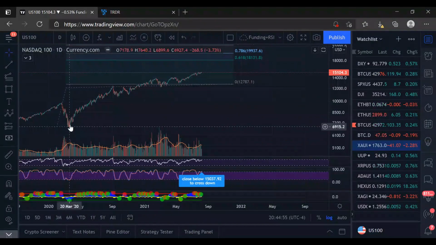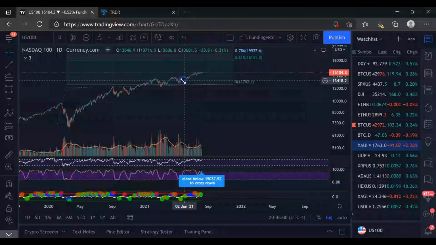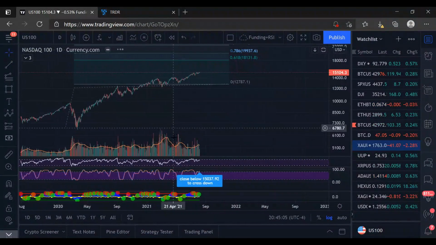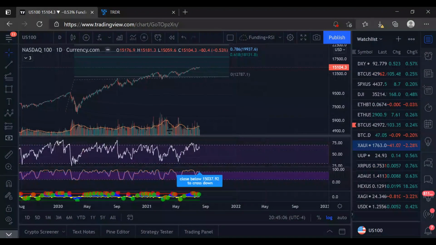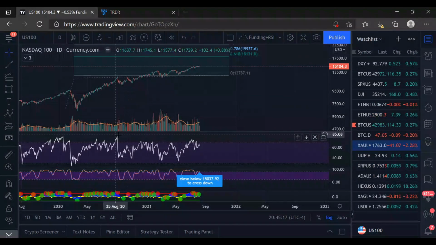One, two, three, four, five, 4, 5. Dude, we've got to be on the last leg of this thing. We've got to. There's your 3, 4, 5. That makes sense for a wave 5.